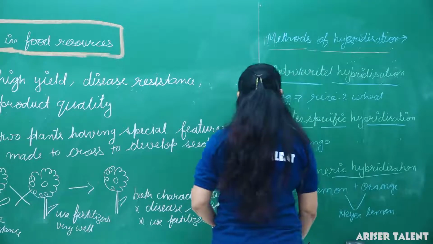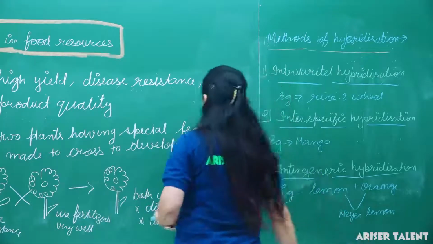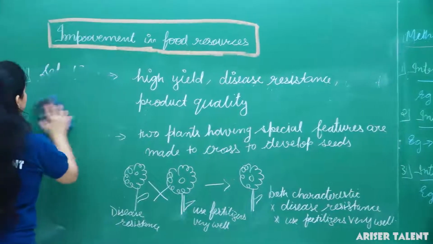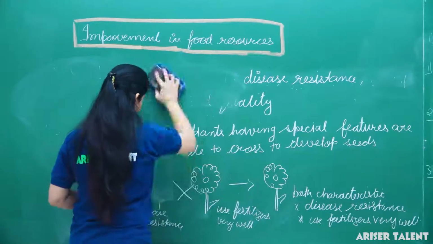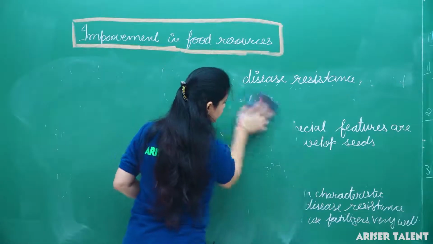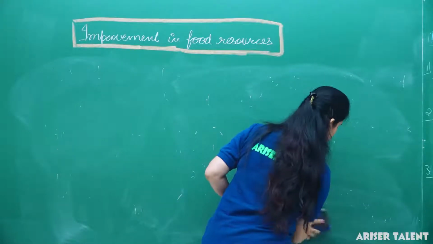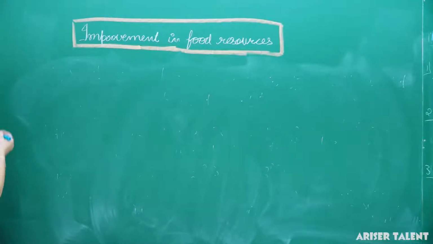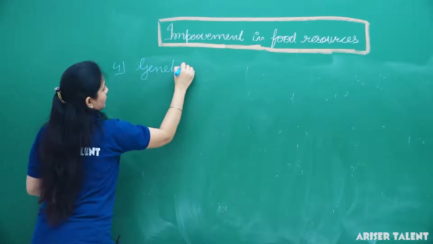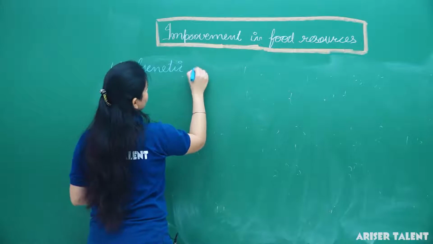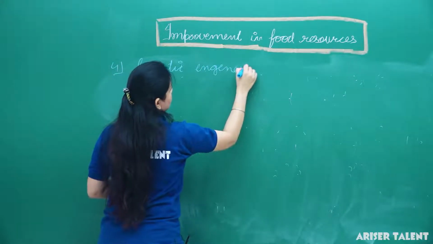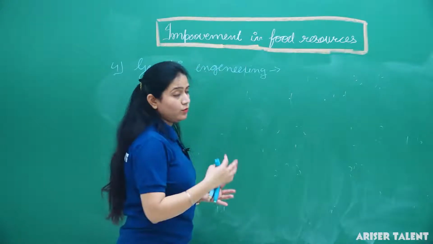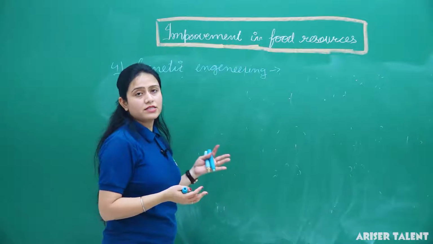Okay, next is genetic engineering. In genetic engineering, generally one or more genes of one plant are transferred into another plant. What is genetic engineering? Another method of plant breeding technique is genetic engineering, in which one or more genes of one plant are transferred into another plant, and the plant in which these genes are transferred is known as a transgenic plant.